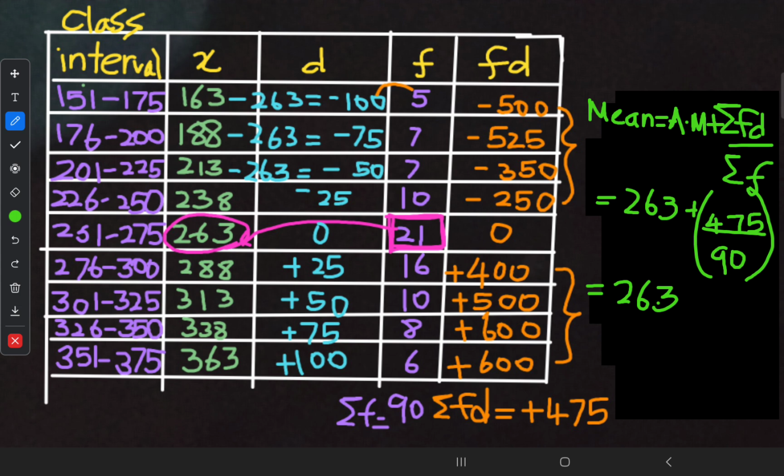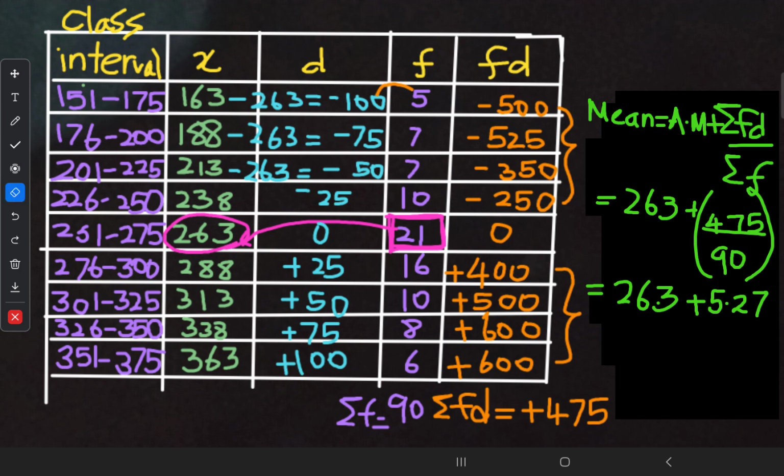475 divided by 90 will give you around 5.28 or 5.27. Both are correct. I'll take it as 5.27. When you consider the third decimal value, it should be 5.28. If you limit your division up to the second decimal digit, your answer is 5.27. Both are correct.